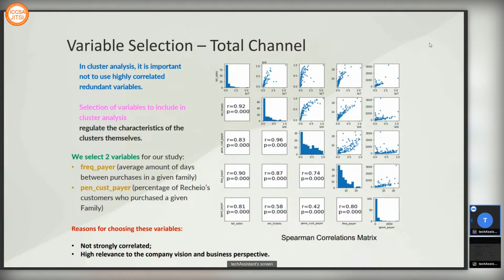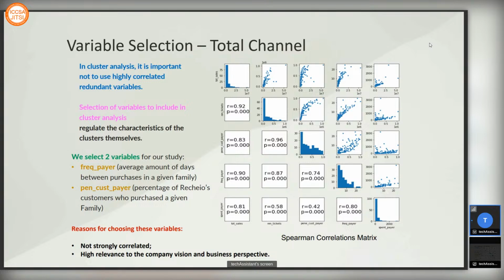And the selection of variables should include... most of the time, the variables selected in enterprises are regulated by the characteristics of the cluster themselves.